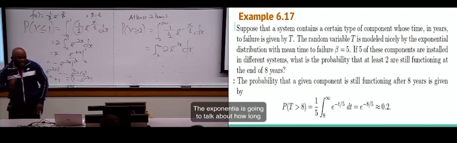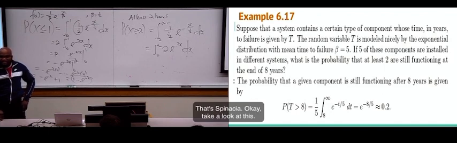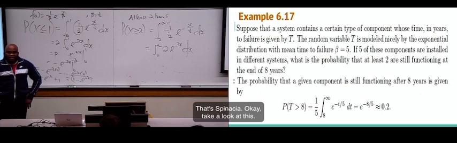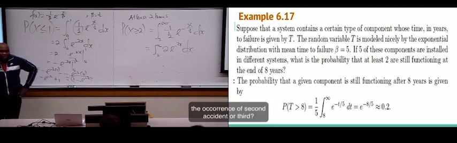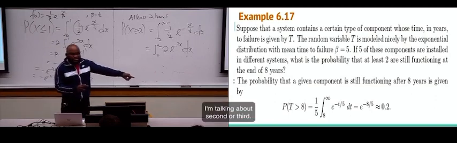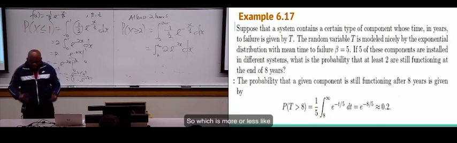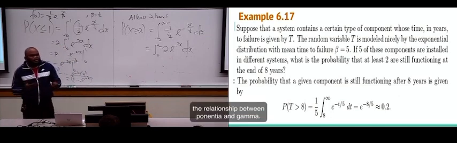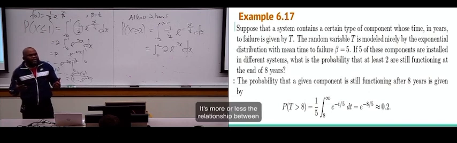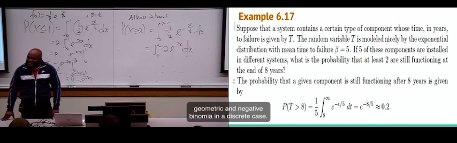Let me give you another example. The exponential talks about how long I am going to wait before the occurrence of the first accident. How long am I going to wait before the occurrence of the second accident or third? That's a gamma, because I'm no longer talking about the first. The relationship between exponential and gamma is more or less the relationship between geometric and negative binomial in a discrete case.